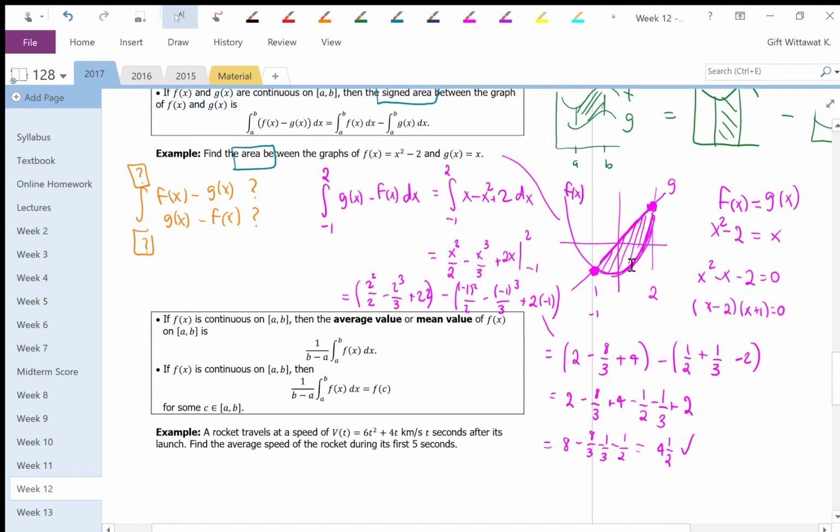In this case, I knew that my function g lies above the function f, so I can compute g minus f. In reality, you can also do f minus g, but you will see that your final answer becomes negative, so you take the absolute value. That's going to give you a positive number, which corresponds to the area.